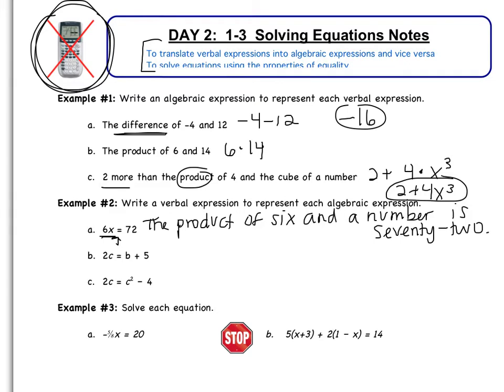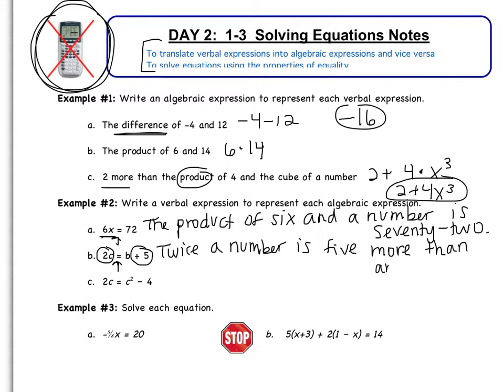Looking at B, I have 2c, so that's the product of 2 and a number, or in other words, twice a number, is, so that's the equal, is, adding 5, that is 5 more than another number. I have to say another number because that clarifies that the two numbers are different. So here I have C and I have B. These are two separate numbers.